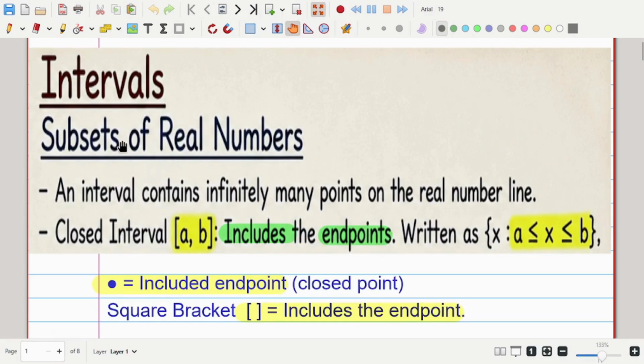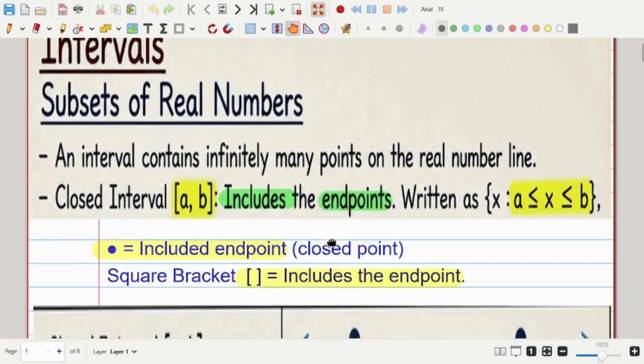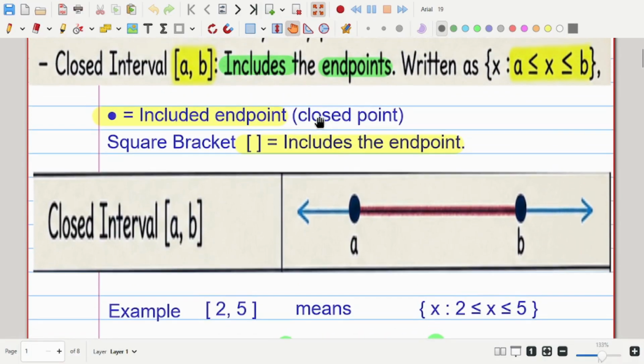Hello, today we are going to learn intervals. An interval contains infinitely many points on a real number line. This is the real number line from minus infinity to plus infinity.